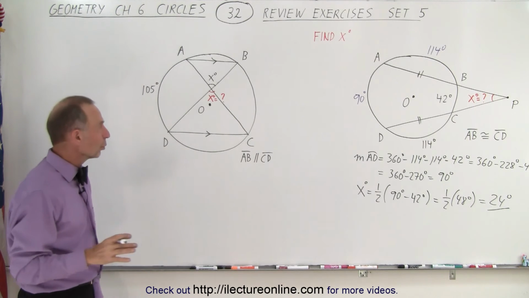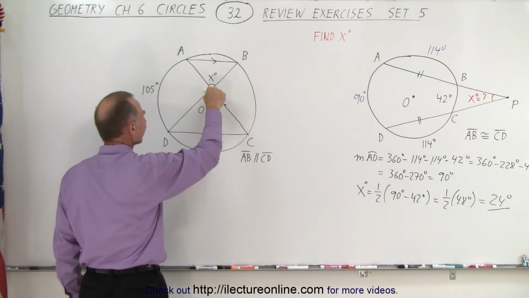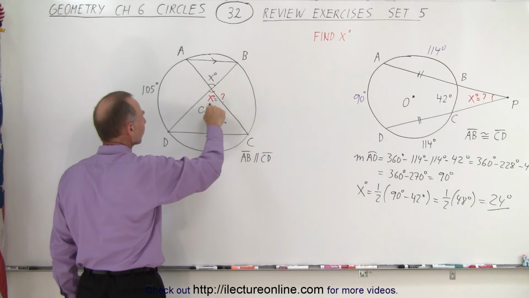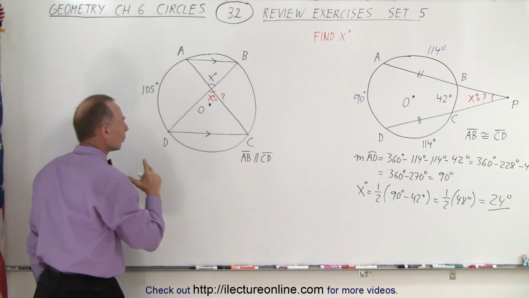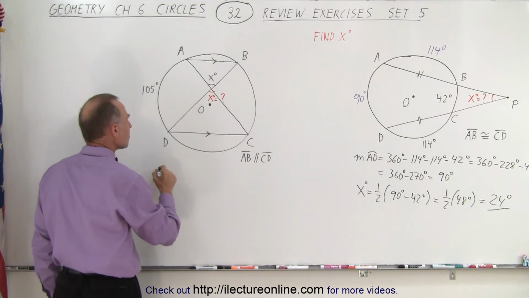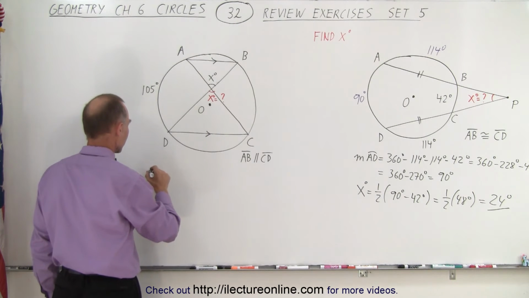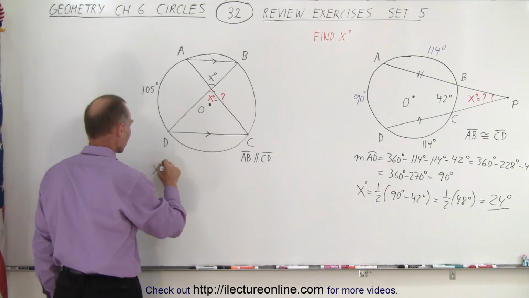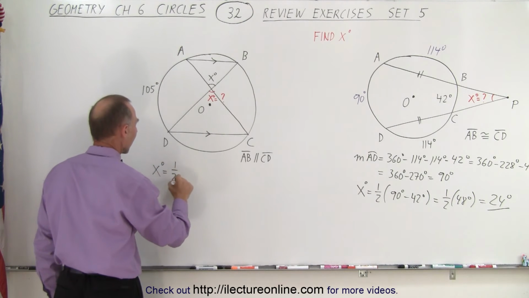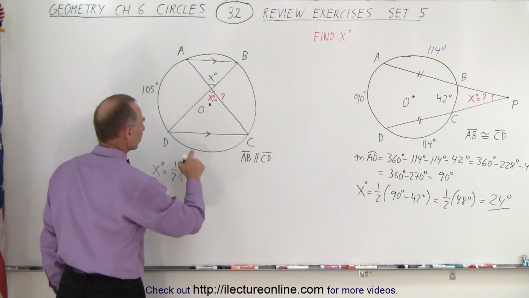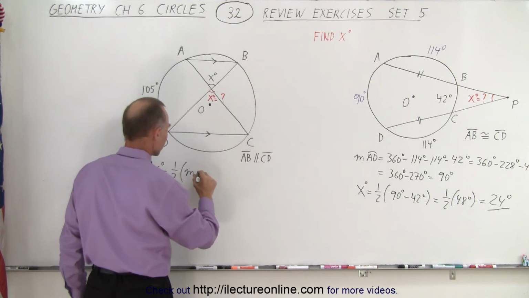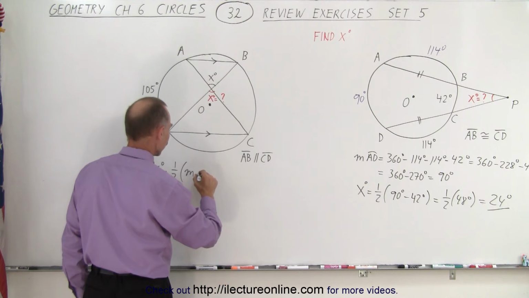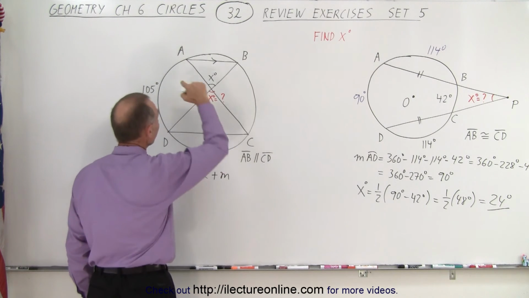And by using a rule, because now we have a point inside the circle, but it's farther away from the center of the circle to this side, and it's closer to this side, what we can say here is that the measure of the angle x, or simply x degrees, must equal 1/2 the measure from D to C, along the arc length right here, plus the measure from A to B.